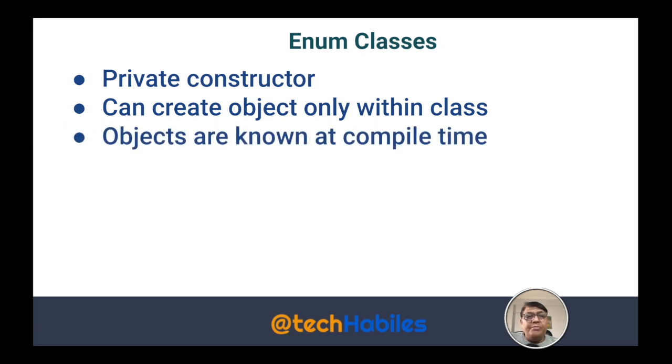Objects are known at compile time. It means that in advance you define your objects within the class before you compile your code. Finite number of objects. It can have a finite number of objects. You cannot create objects at runtime.